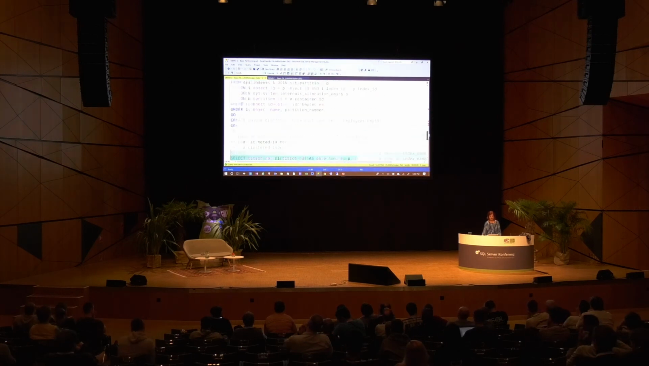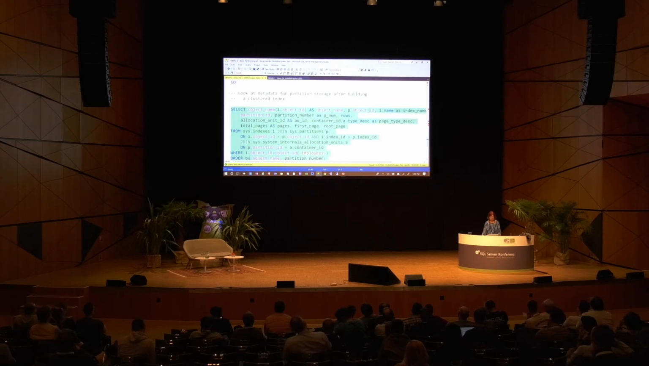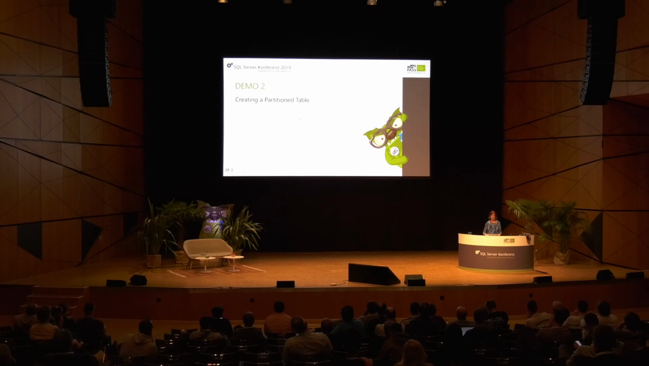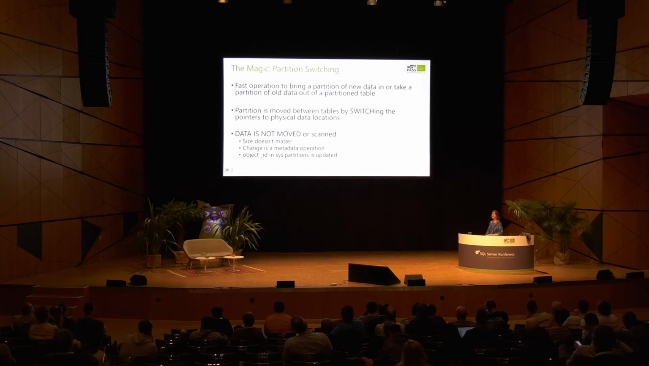So I've got a table now split into partitions. 5 partitions, always partitions are numbered consecutively, starting with 1 up to however many partitions you have. So now we're ready to talk about the magic. The magic is taking a whole partition and moving it as a unit somewhere else. It's an instantaneous operation because the only thing that gets updated is the metadata.